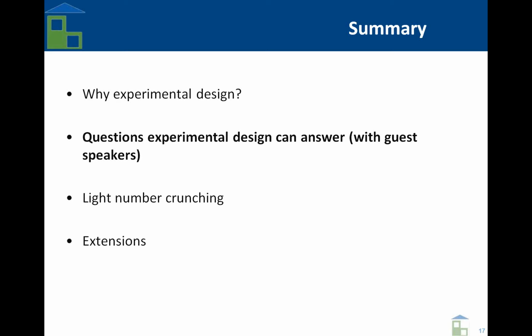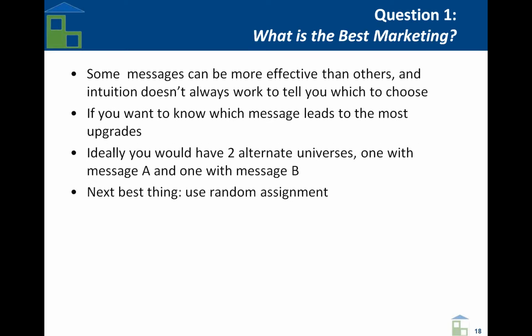Okay, so now let's go on to some examples. So the first example has to do with marketing messages. Some messages can be more effective than others at motivating people to get upgrades. And so maybe what you'd like to know is what message you can put in your letters or phone calls or emails that will result in the highest number of upgrades. So again, ideally, you would have two alternate universes, and you could test one message in each so that exactly the same people would see a message in each universe. But the next best thing is to use experimental design with random assignment.